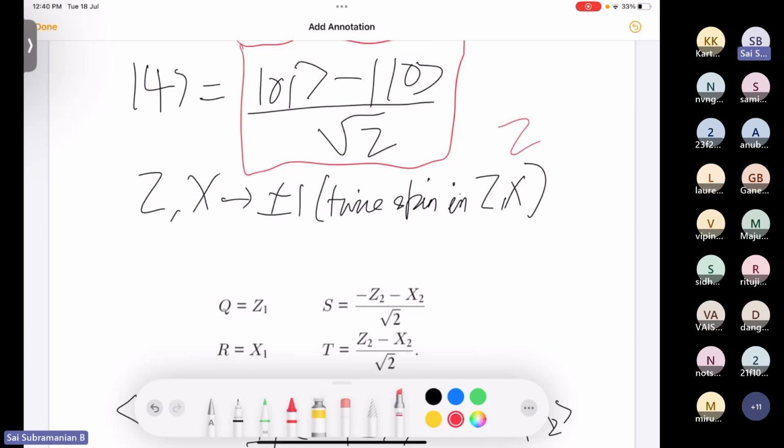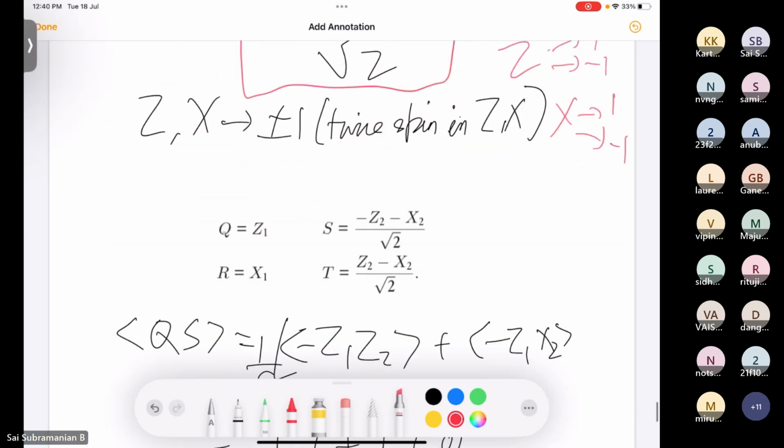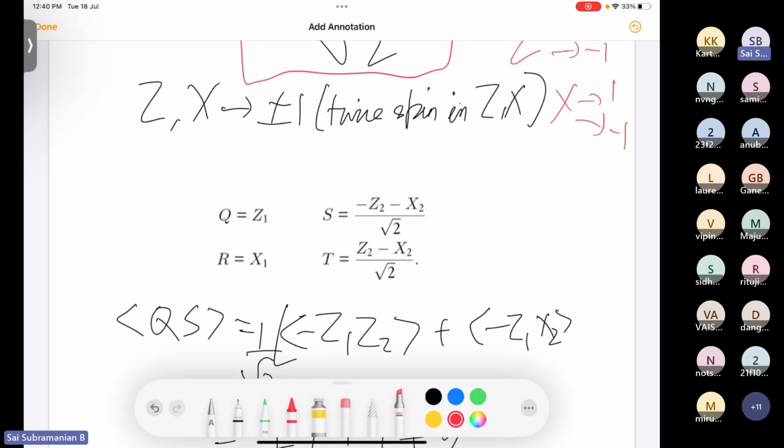So if you measure Z, its spin plus half, you will get 1. If it's spin minus half, you'll get minus 1. X is the spin in the X direction. If you measure, you'll get spin. If it's plus half, you get plus 1. If it's minus half, you get minus 1. So just 2 times the spin in Z and X direction. So with that, the definitions of Z and X, these are our 4 operators, Q, R, S, and T.